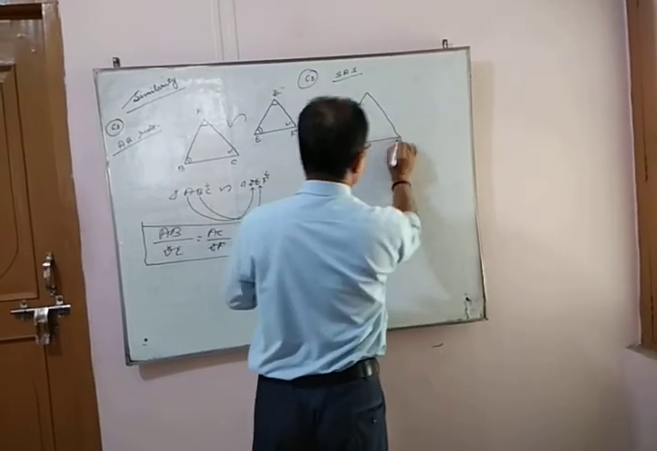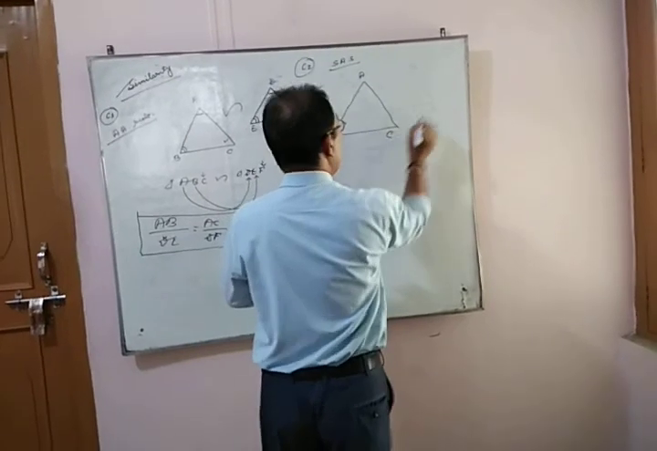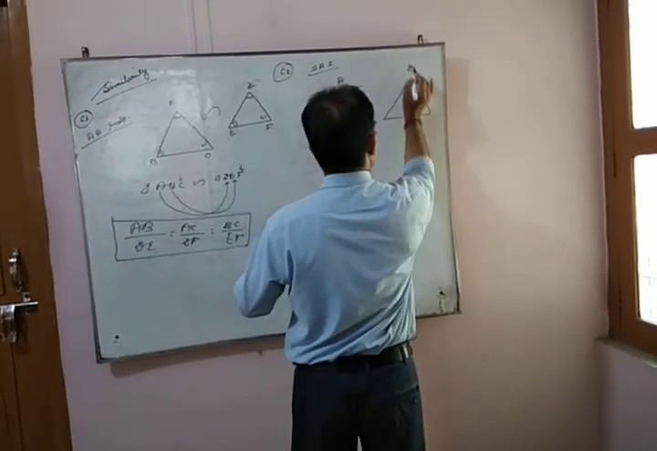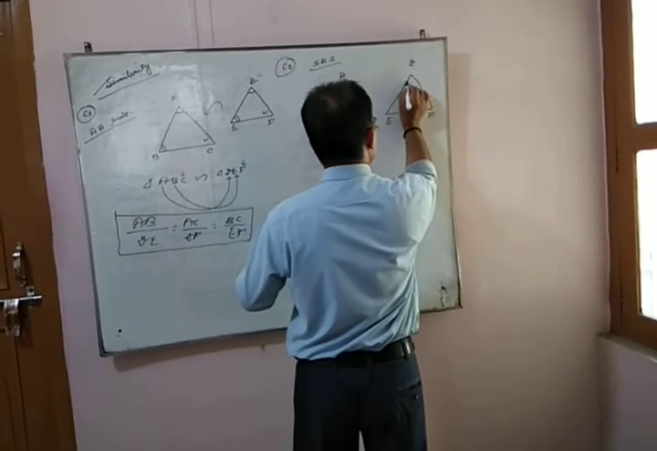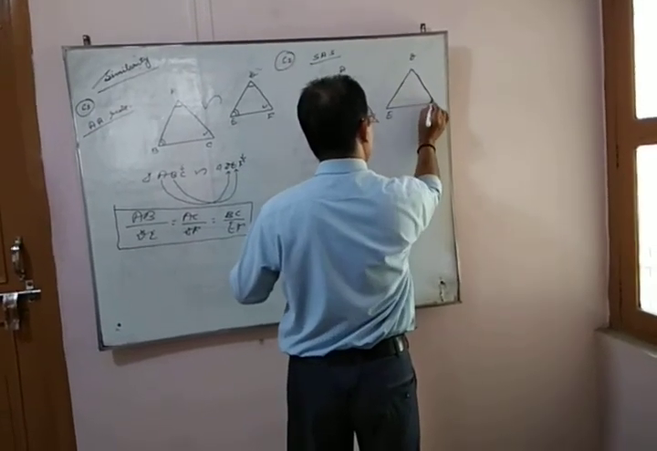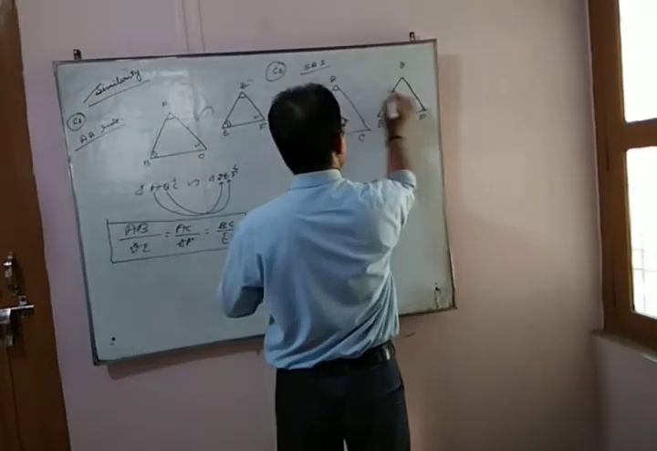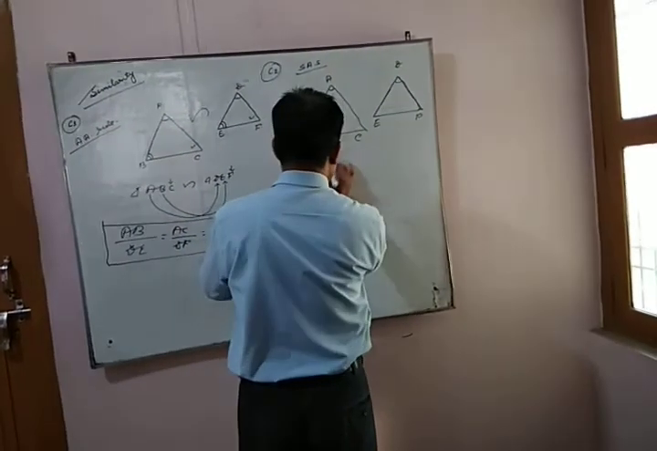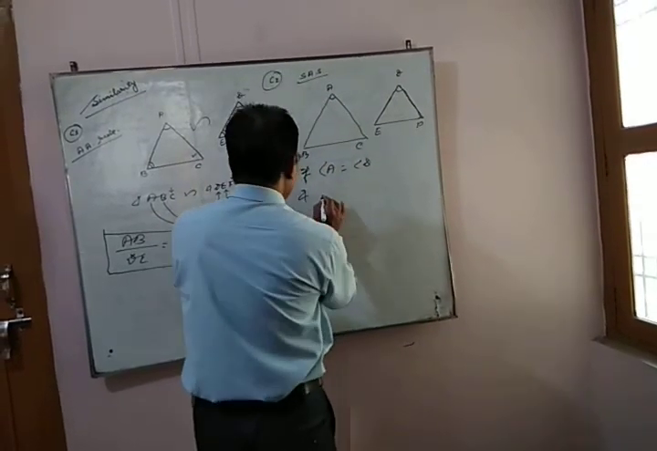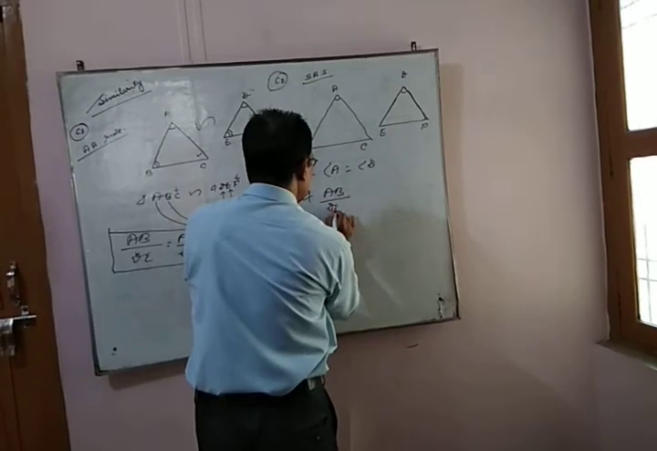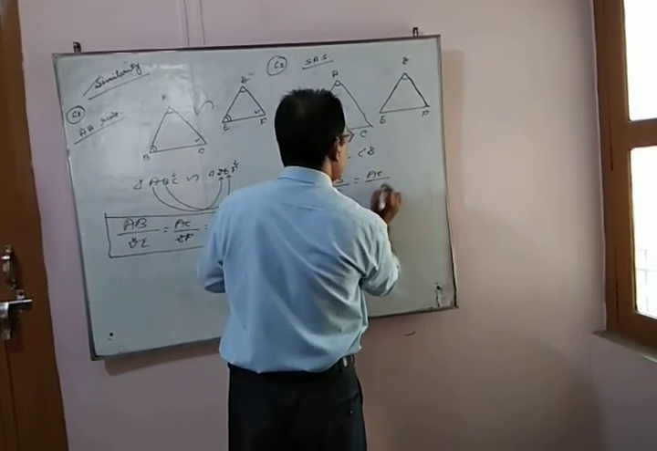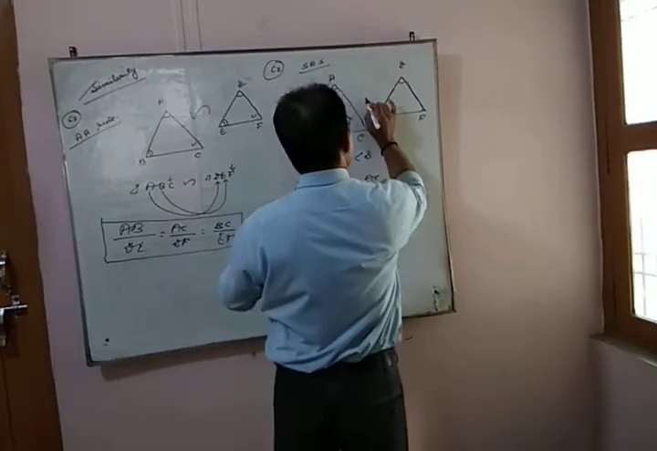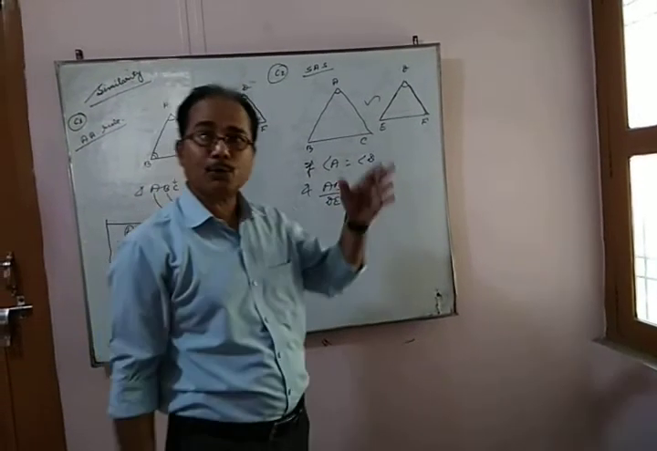Let ABC and DEF be two triangles. If angle A equals angle D and AB by DE equals AC by DF, then the triangles will be similar to each other. So this is the second criterion for the similarity of triangles.